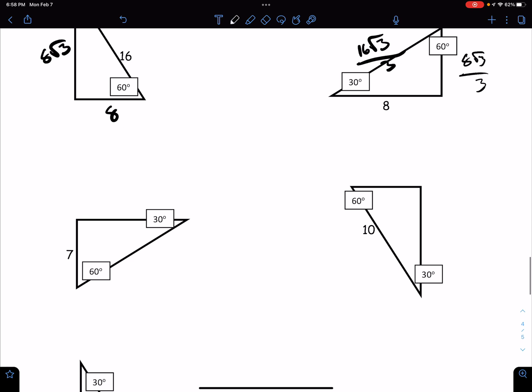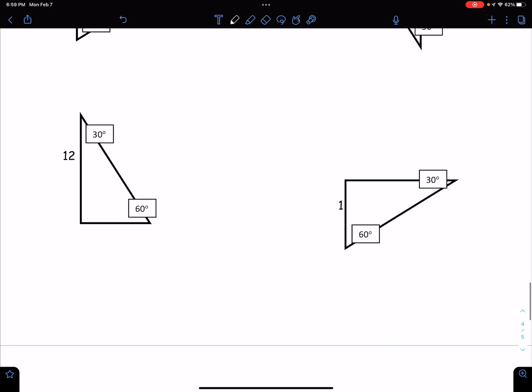So now moving on. If my shortest leg is 7, I know that my hypotenuse has to be double that, so it's 14. And I know that my longest leg is my shortest leg times the square root of 3. So that one's not too bad. On my next one, I know my hypotenuse is 10. So my shortest leg has to be half of that. So I know my shortest leg is 5. I know my longest leg is the shortest leg times the square root of 3. So again, it's just following the formula.